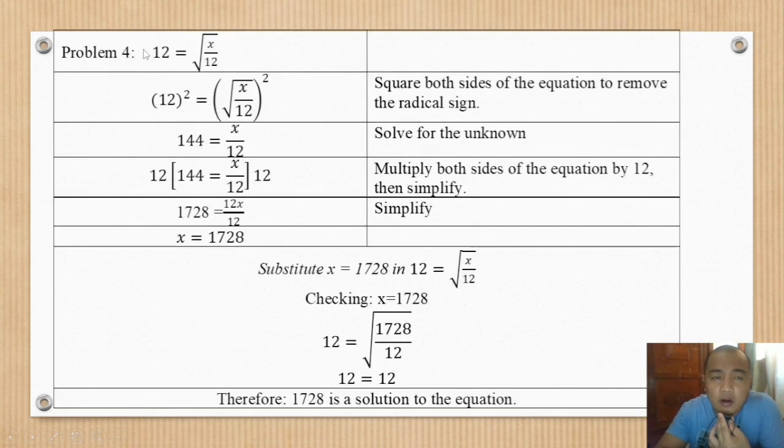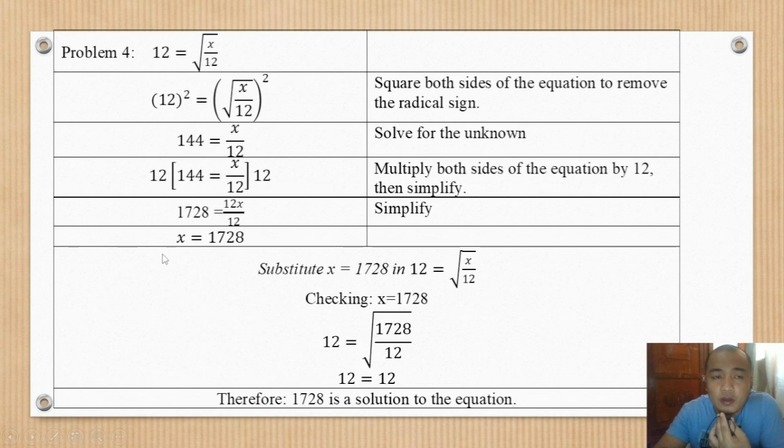How about number 4? 12 is equal to square root of x over 12. So since meron radical, we square both sides of the equation to remove the radical sign. Square root of x over 12 squared is x over 12. If you square 12, that's 144. So how do we solve for x here? Just multiply both sides by 12. So 12 times 144 is 1,728. Yan. Tapos dito, 12x over 12 is x. Cancel natin yung 12. So therefore, x is 1,728.